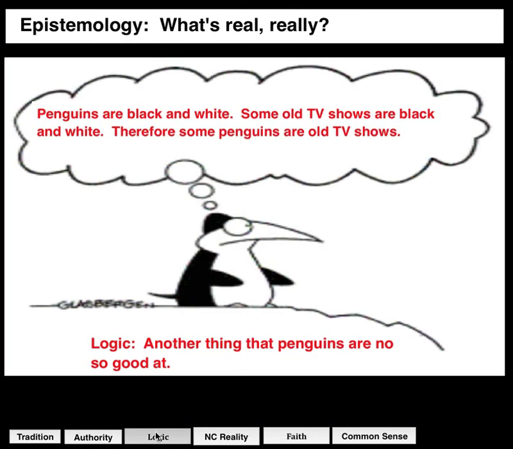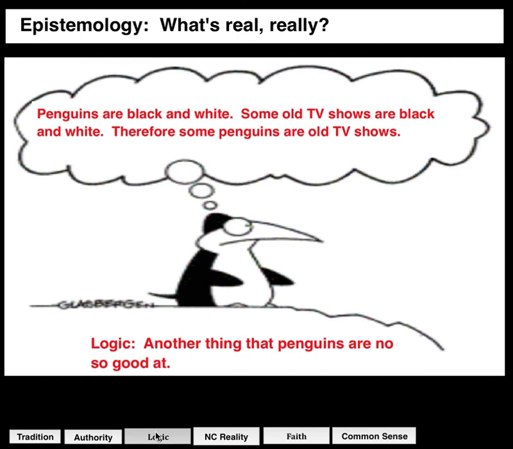Now, logic is another way of knowing things. And here's an example of logic. Penguins are black and white. This is a syllogism. Penguins are black and white. That's the first premise, and that's true. Some old TV shows are black and white. That's the second premise, and that premise is true also. Therefore, some penguins are old TV shows. And then, of course, on the bottom it says logic, another thing that penguins are no good at.